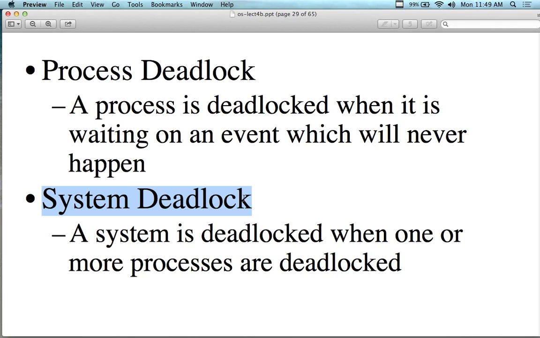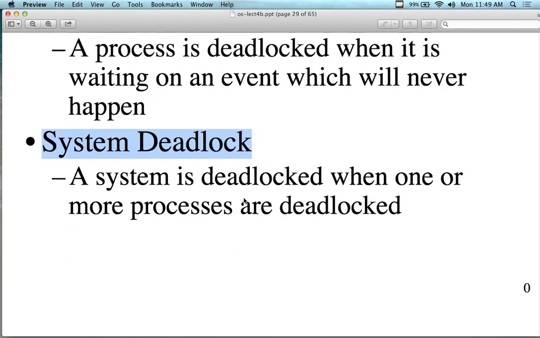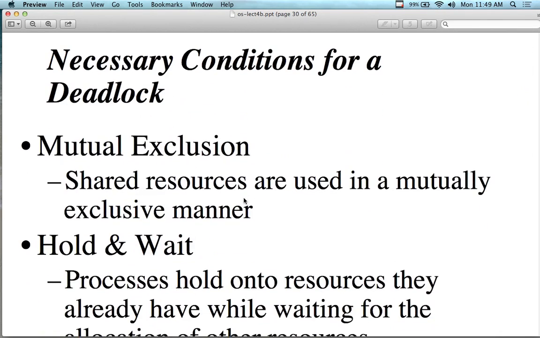Something can't run. So a system is deadlocked when one or more processes are deadlocked, which causes the system to deadlock. A process is deadlocked when it's waiting on an event that will never happen. That's when you see the screen that comes up and says waiting, waiting. You get enough of those screens and Microsoft Word deadlocks. Applications can deadlock, operating systems can deadlock, but really the core of the problem is a process is deadlocked, and it's caused one of those other situations to occur.